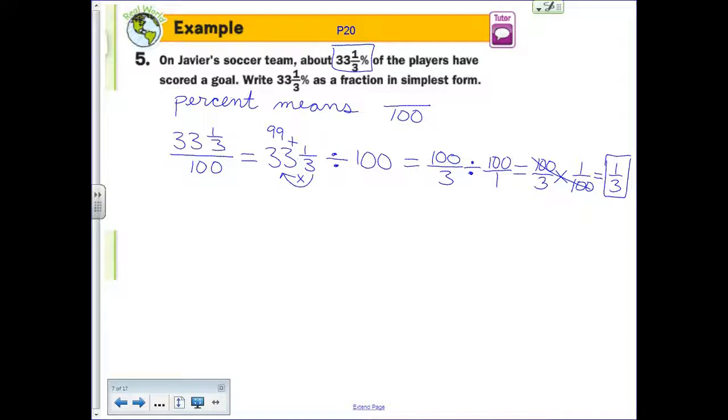And that makes sense because 33 1/3% plus 33 1/3% plus 33 1/3% would be 99 3/3, which is, when I divide 3 into 3, I get 1, which I would carry, would equal 100. So 1/3 of 100, 33 1/3. So 33 1/3% is 1/3.